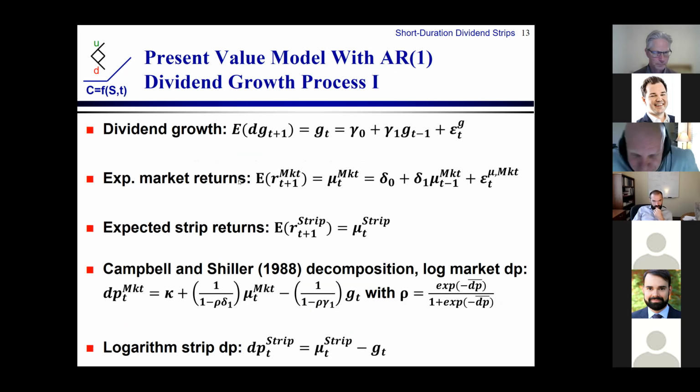The next model is trying to do exactly that. We are having a present value model with an AR1 component for the dividend growth process. The dividend growth is autoregressive and has some kind of error. The expected market return has its own dynamics and is also allowed to recur on its lagged values. The strip return is simply the strip return.